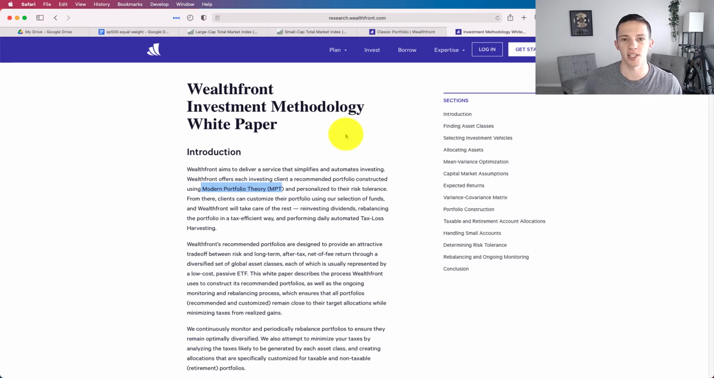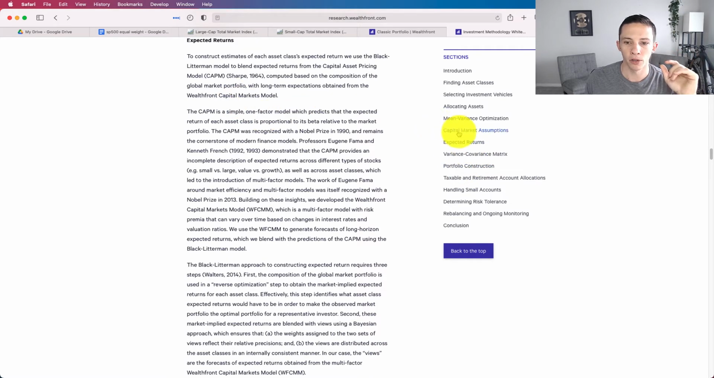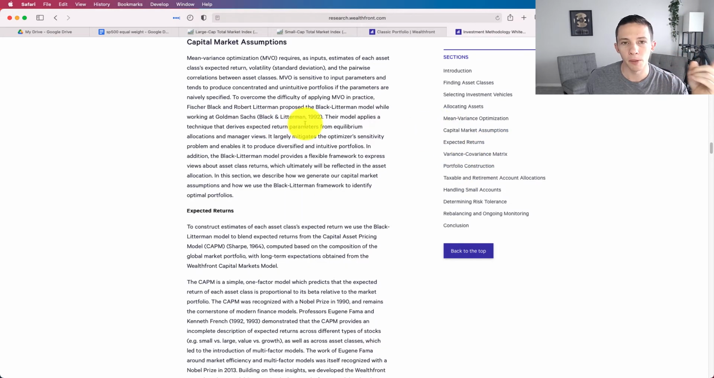And all of these white papers from all the robo-advisors and all these big firms are damn near the same. Like you're going to see the same terminology when you look at them. You're going to see modern portfolio theory in there. You will probably see mean variance optimization. You'll see the CAPM model. Somewhere in here you'll find the Black-Litterman model, right?